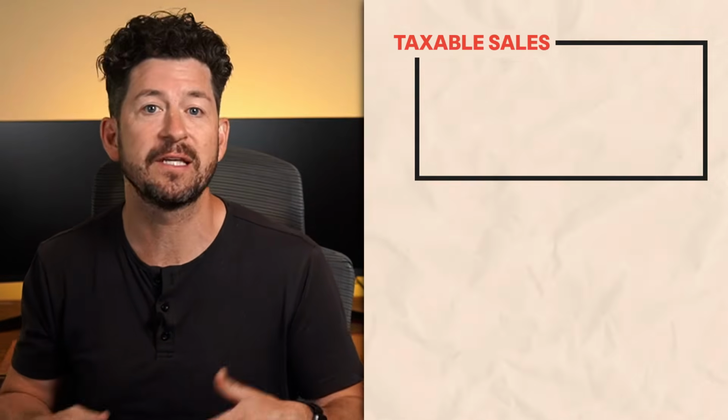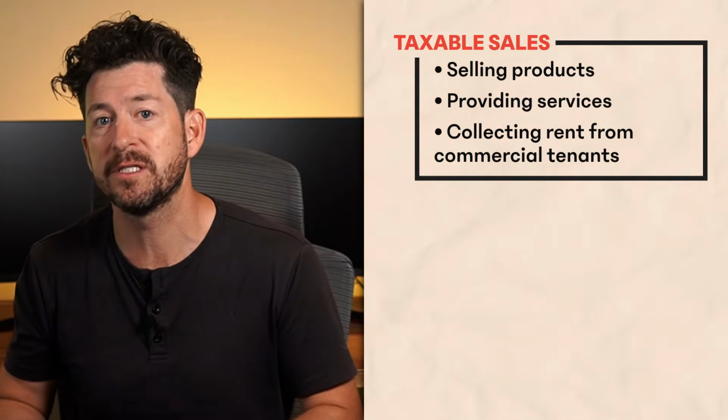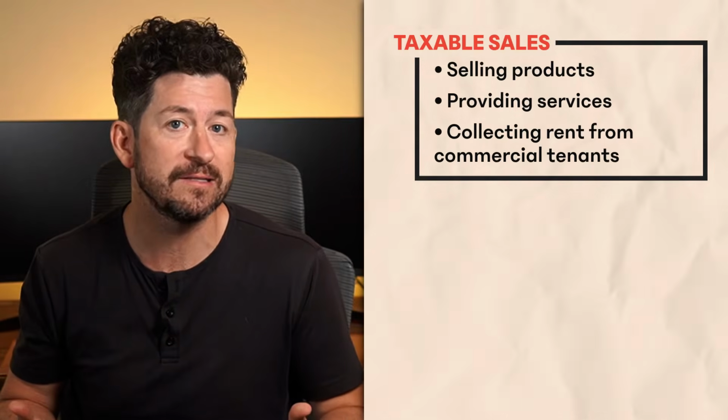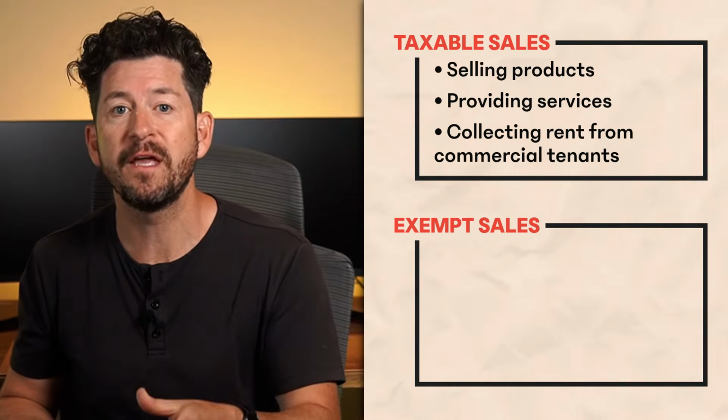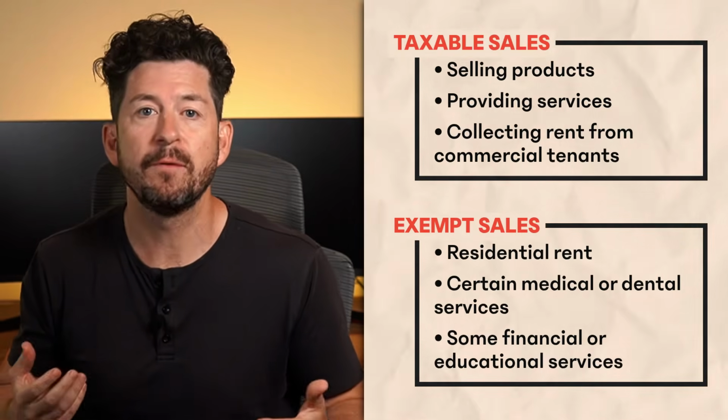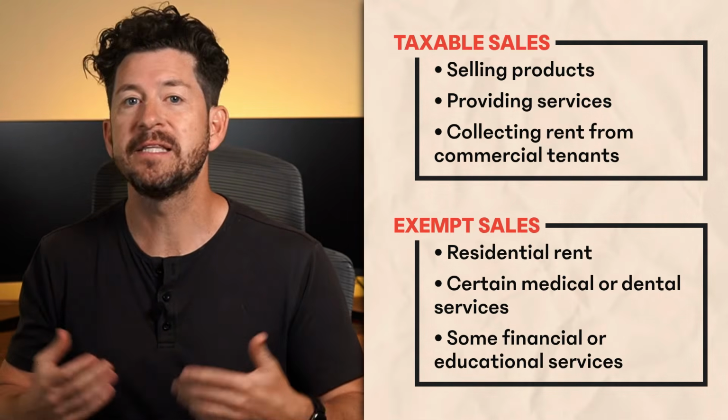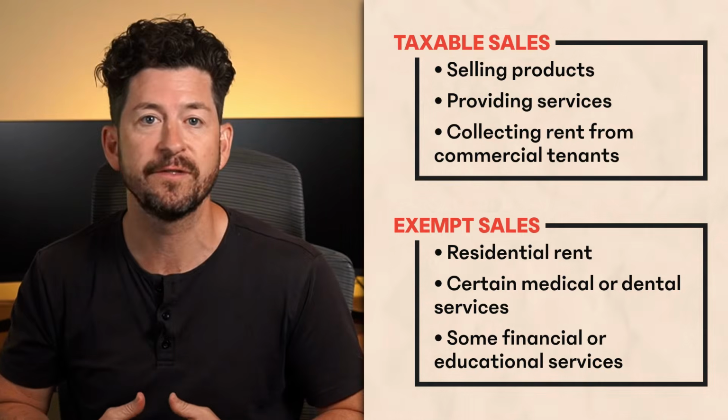Taxable sales include pretty much everything a typical business earns unless it's specifically exempt. And that includes things like selling products, providing services, collecting rent from commercial tenants. Exempt sales are things like residential rent, certain medical or dental services, and some financial or educational services. These are exceptions, not the rule. So for most businesses, your regular sales count towards that $30,000 threshold.